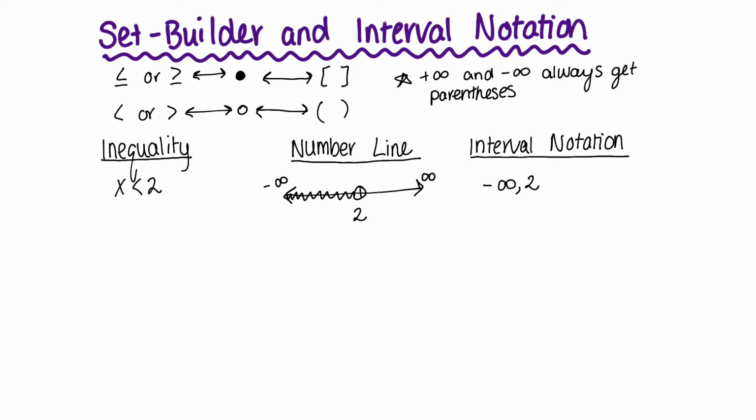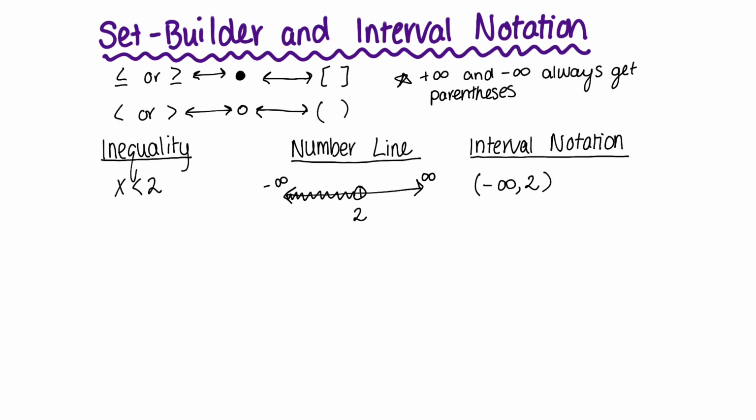The reason that infinities always get parentheses is because you can't actually include infinity as a number. It's not actually a number, it's a concept. So we put a parenthesis on those infinities, and then the 2 itself had no underline underneath it, so I'm just going to give it a parenthesis because that's what my little chart up here says.